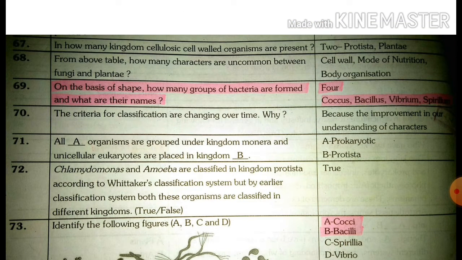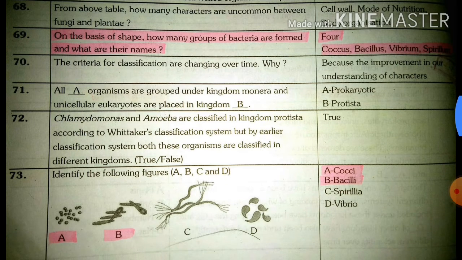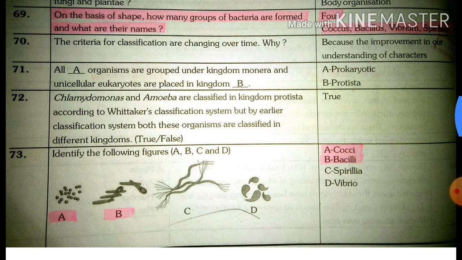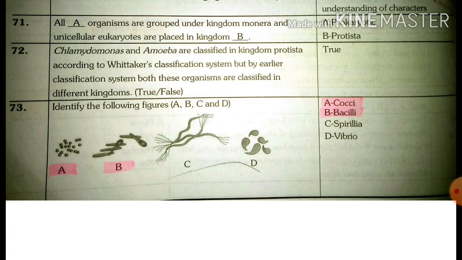The criteria for classification are changing over time. Why? Because of the improvement in our understanding of characters. All prokaryotic organisms are grouped under kingdom Monera, and unicellular eukaryotes are placed in kingdom Protista. Chlamydomonas and amoeba are classified in kingdom Protista according to Whittaker's classification system, but by the earlier classification system both these organisms are classified in different kingdoms. True. This we have done already.